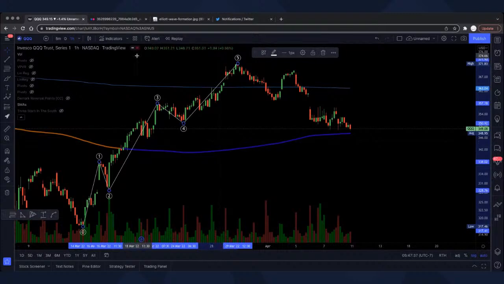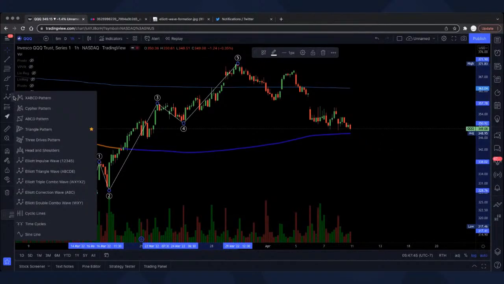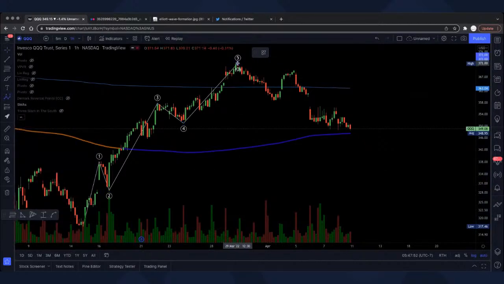Now the Elliott wave theory says the pullback has to occur, and the pullback generally is three waves. So we go back to our charting tool and use the Elliott wave correction wave ABC. And here we go. Here is your correction A, your bounce from that. You notice that the B wave here could not beat the wave five, right? So it's right under 370, I think.